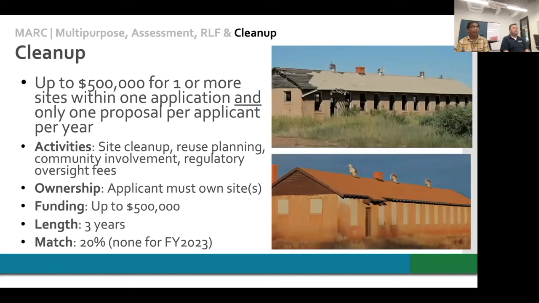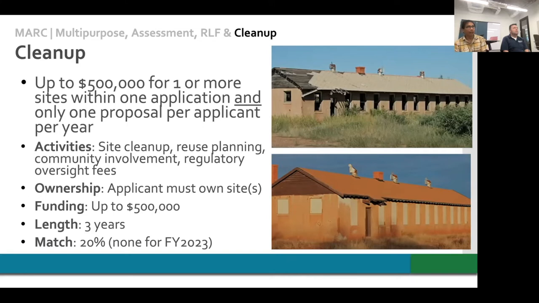For cleanup, up to $500,000, I think it might go to $1 million. It depends. So again, this is one of those things that might be changing. It used to be one site, but now you can apply for many sites in one community, but you have to own at least one or two of them, I think, when you apply. And again, it's for site cleanup, reuse planning, site cleanup planning, and community involvement associated with the planning, with the cleanup activity, and regulatory oversight. And the length is 3 years.